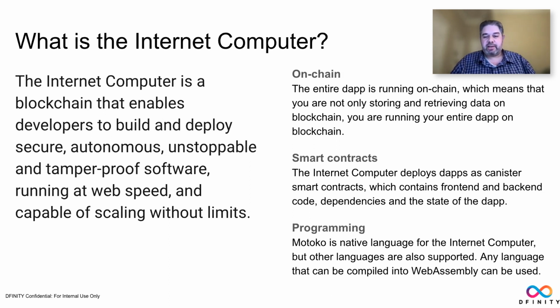The smart contracts that we work with, they do contain both the front end, the back end, but also the dependencies and the state of the dApp. We have two programming languages that we are promoting. One is Motoko, which is our own language, and Rust, which is fairly common in blockchain. But anything that can compile to WebAssembly can actually be deployed on the Internet Computer.